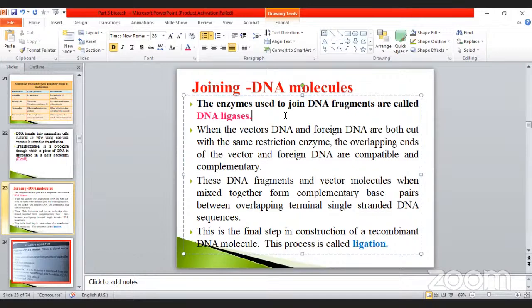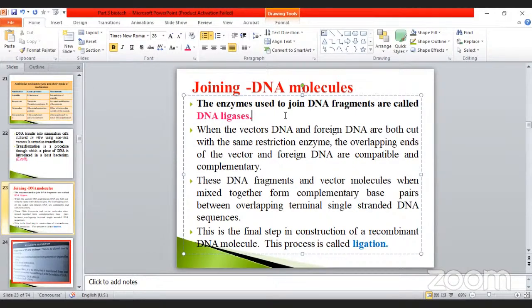Take the example of the replication process, semi-conservative replication, which we already studied. During that time, in the 3' to 5' direction you get many small fragments. What are those fragments called? Okazaki fragments, isn't it? The Okazaki fragments are also united with the help of the ligase enzyme. Then only you will get the complete sequence, the complete double-stranded structure.